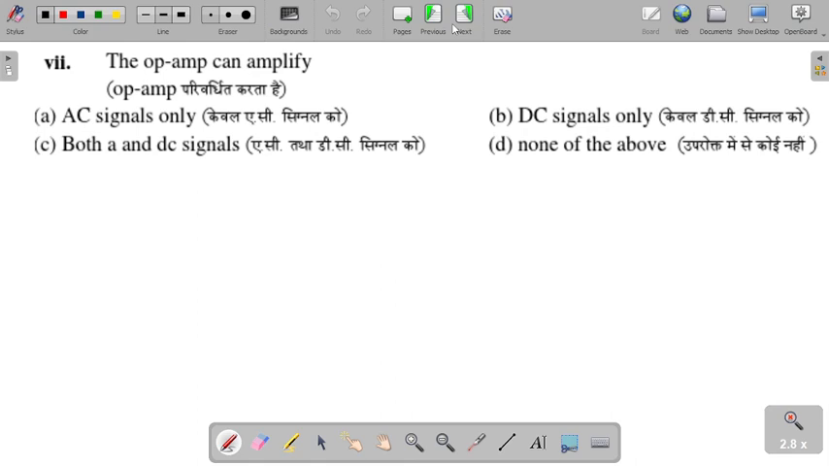The op amp can amplify AC signal only, DC signal only, both AC and DC, or none of the above. So the correct answer for this question will be both AC and DC, because an op amp amplifies both AC as well as DC signals. So the right answer is option C.